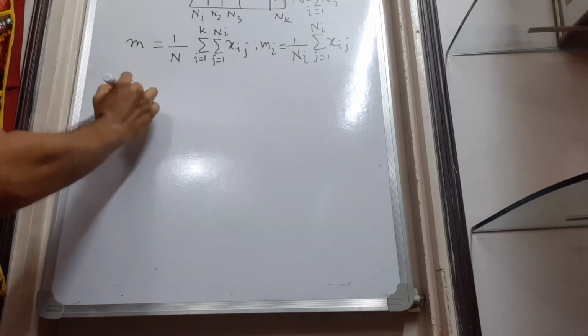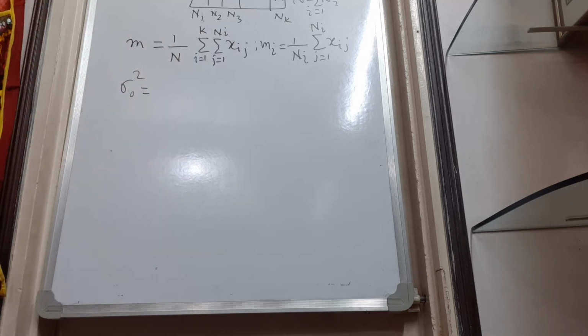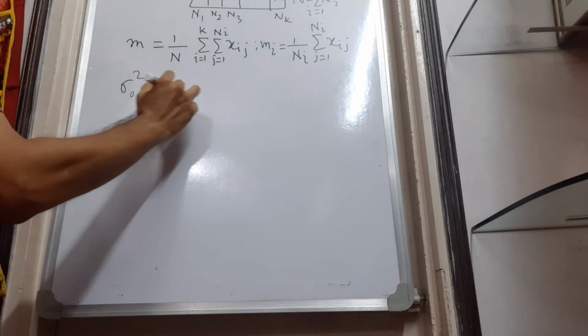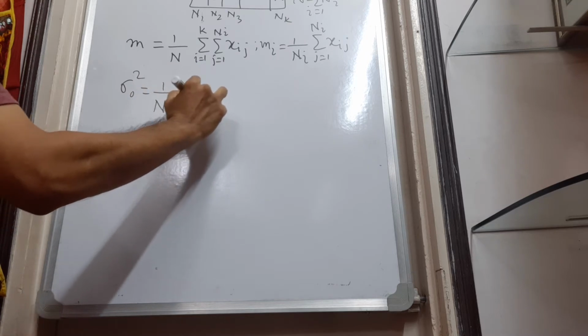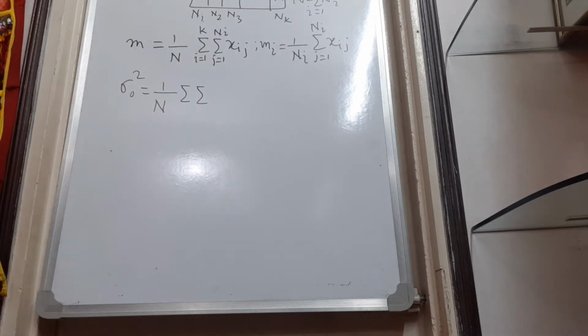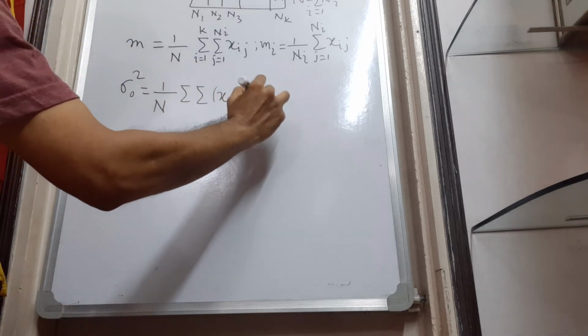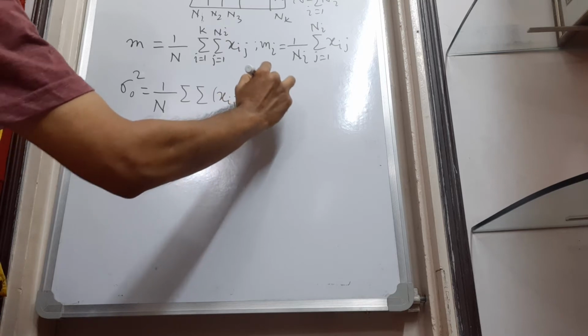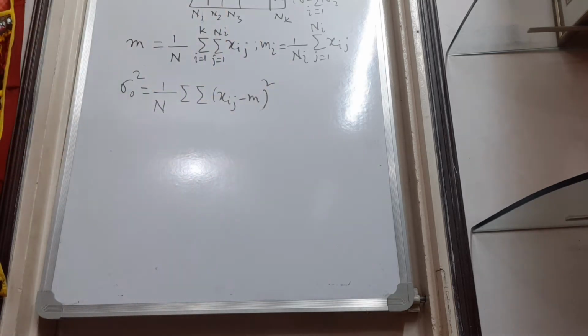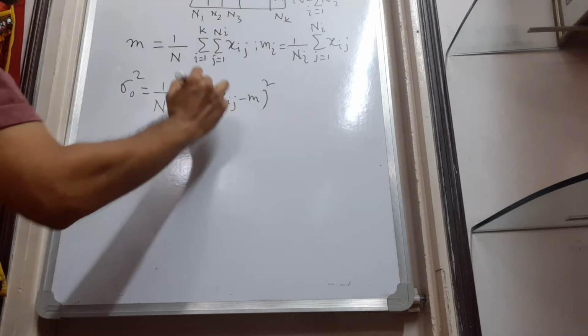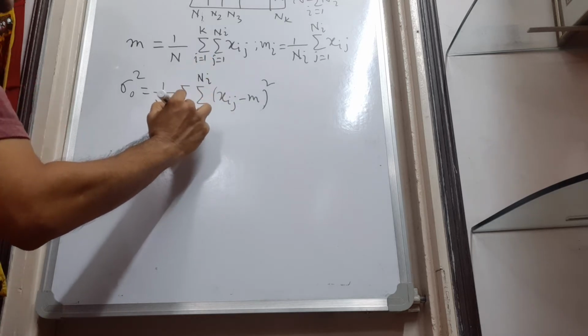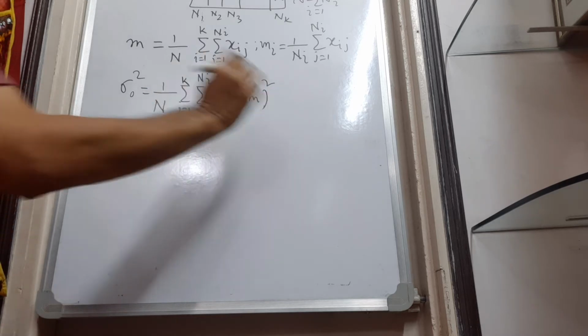Similarly, we have sigma naught square, which is the variance of the whole population, precisely defined as the double summation of (x_ij minus M) square, and here also j runs from 1 to n_i and i runs from 1 to k.